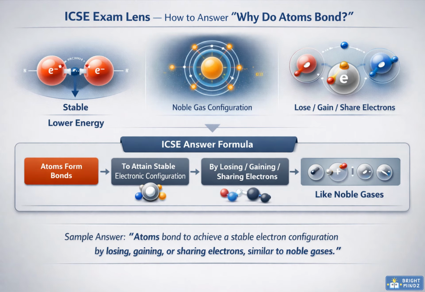In an ICSE answer, avoid saying atoms bond because they want to. Give the scientific reason. Start with stability, then connect it to a complete valence shell or noble gas configuration. Finally, mention the method: atoms lose, gain, or share electrons. A strong 2-mark answer could be: atoms form bonds to attain a stable electronic configuration, usually like noble gases, by losing, gaining, or sharing valence electrons. If you add lower energy, your explanation becomes even more complete.